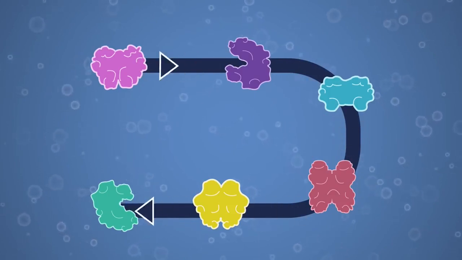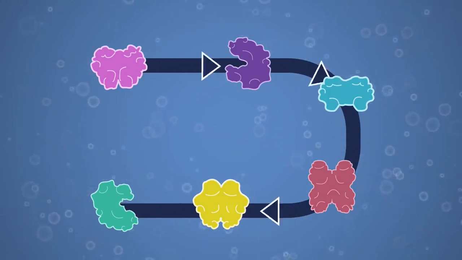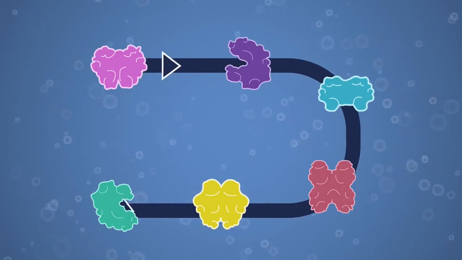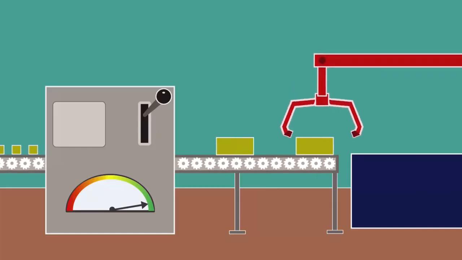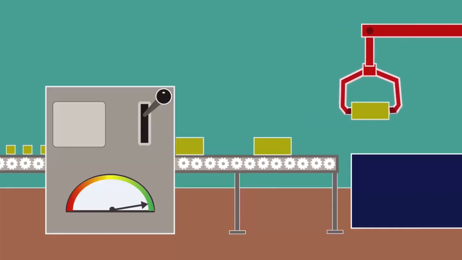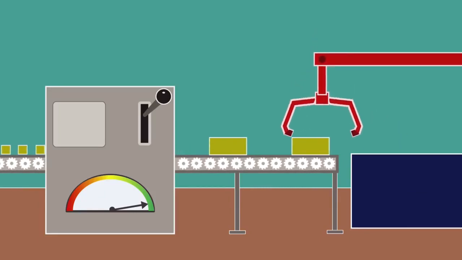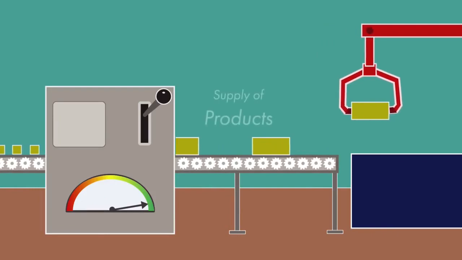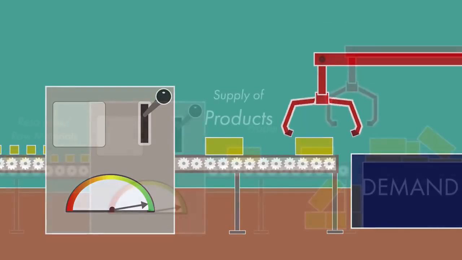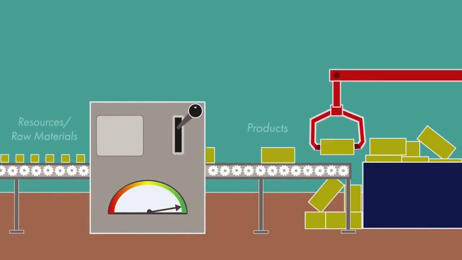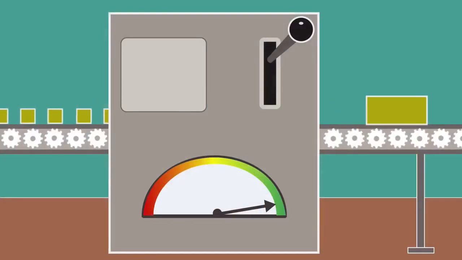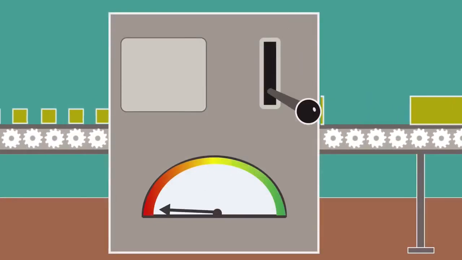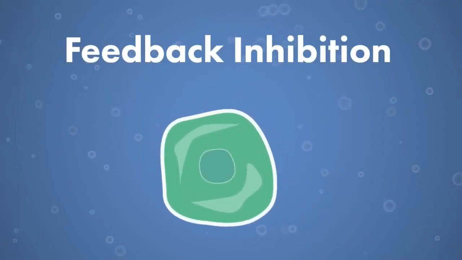However, enzymes don't drive reactions at a constant rate. The rate of reaction can speed up, slow down, or stop completely according to the cell's needs. This process is analogous to an assembly line where raw materials are converted into products. The assembly line must be monitored to ensure that the supply of products does not exceed demand. If products are being created at a rate that is faster than they can be used, both resources and products are being wasted. The assembly line can produce at a slower rate or stop completely to prevent waste. In cells, this process is called feedback inhibition.